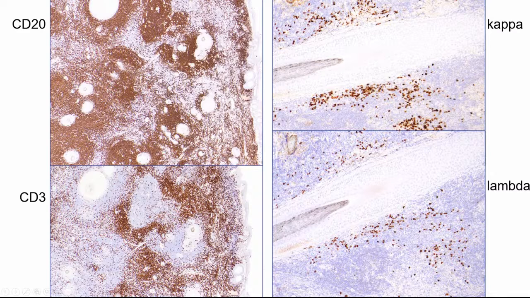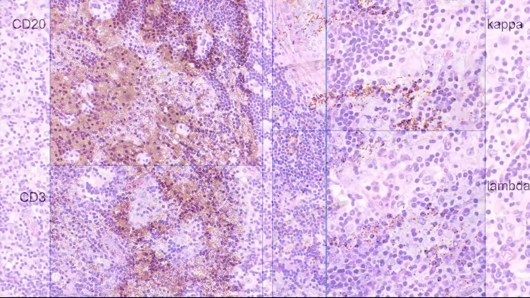So here we have CD20, and there's a lot of B cells, and there are T cells, and they tend to be in this sort of pattern surrounding aggregates of B cells. But when we look at the plasma cells, they look to be polytypic. There's a little bit more kappa than lambda, but that's kind of the normal ratio. So what is this? So let's go back to the H&E.